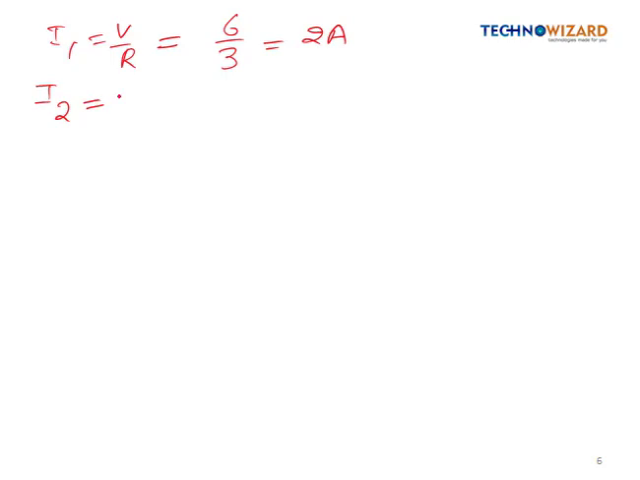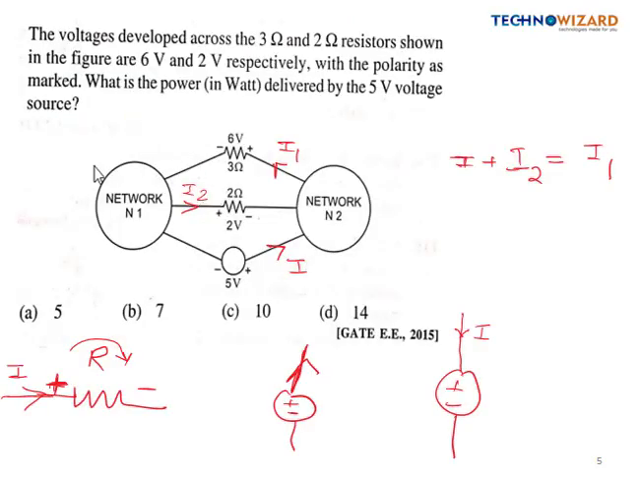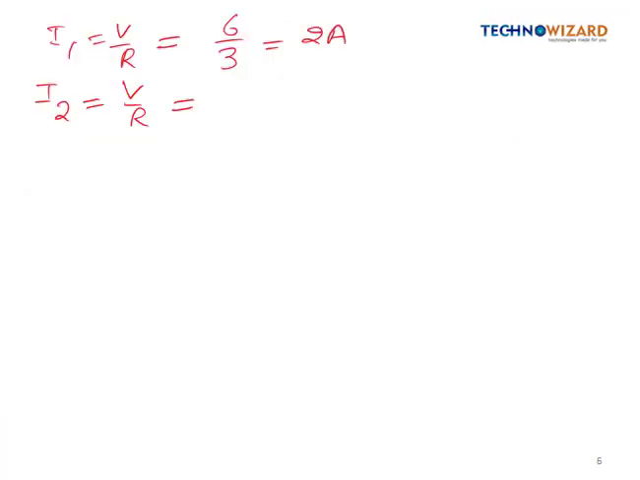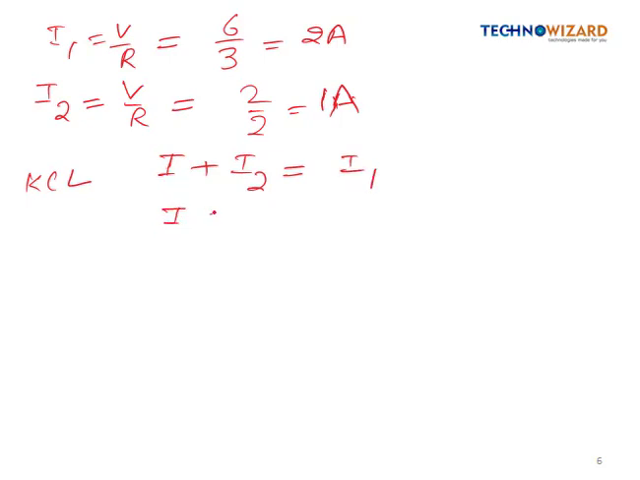Similarly we will find the value of I2, which is V by R. Now they have given us a voltage of 2 volt and 2 ohm resistance, so 2 by 2 is 1 ampere. So the KCL equation will become I plus I2, which is incoming current, that will be equal to outgoing current. Now we have to find out the value of current I. I2 is simply 1 ampere and I1 is 2, so current I is coming as 1 ampere, right?